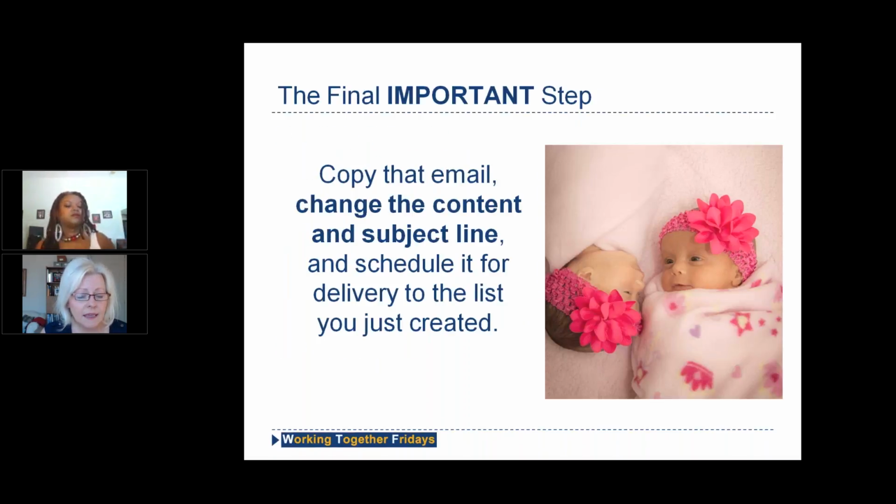Then go back into your email program. Find that email, copy it, and change the content and change the subject line. So we're going to make a copy here, just like the twins we see, but they're different, right? There's a different color blanket, and one is asleep and one is awake. So make sure that you change the content and the subject line, and then schedule it for delivery to that list of 5 people that you just created. So that's how you resend an email to the people who did not open it.